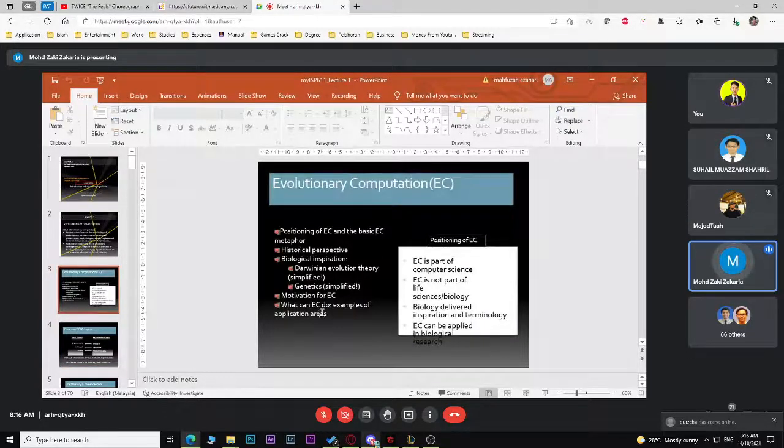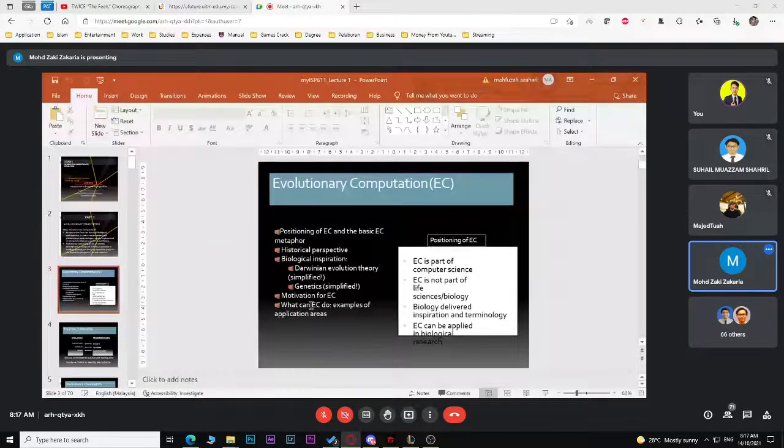So what can EC do? Evolutionary computing can, for example, generate timetables, for students or for lecturers, nurses, doctors, and so on. So we can use the EC technique to produce a good timetable.